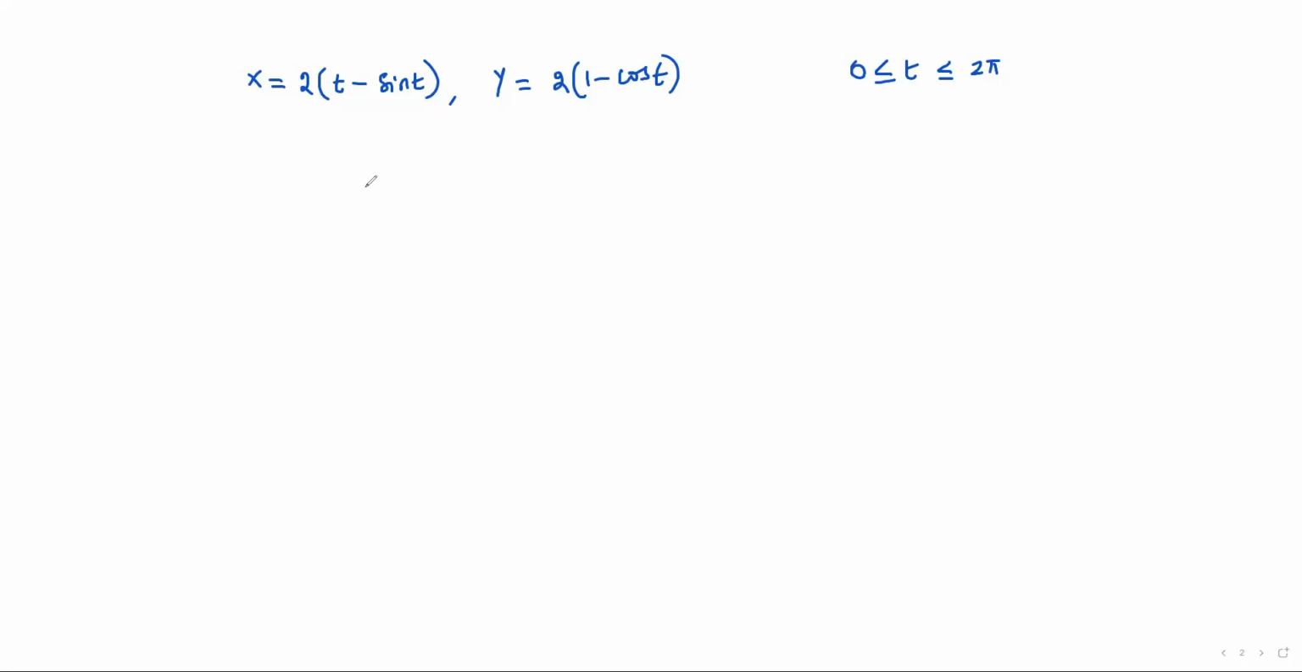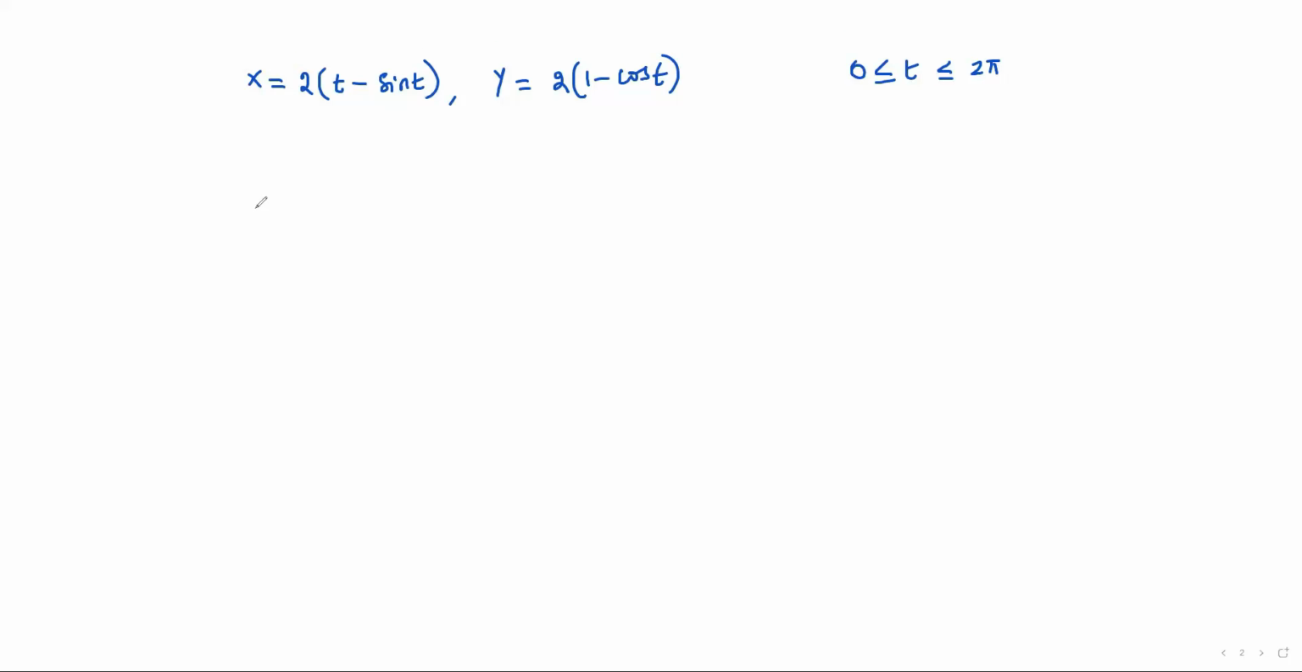Okay, let's do one more example. We have parametric equations. x is equal to 2 times (t minus sine t), and y is equal to 2 times (1 minus cosine t). And the interval we have for the values of t is 0 less than or equal to t less than or equal to 2 pi.